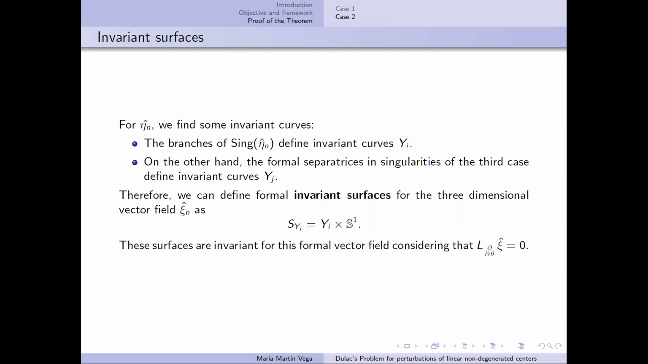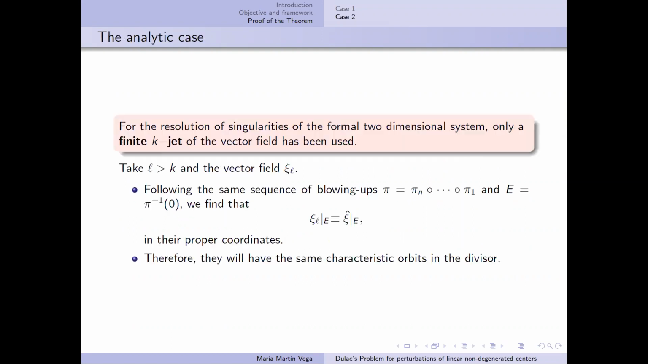Well, translating this to the three-dimensional problem, and knowing that the Lie derivative of this vector field along the angular vector field is equal to 0, these revolution surfaces are just formal invariant surfaces for the three-dimensional vector field, only in the formal case. Now we treat the analytic case.